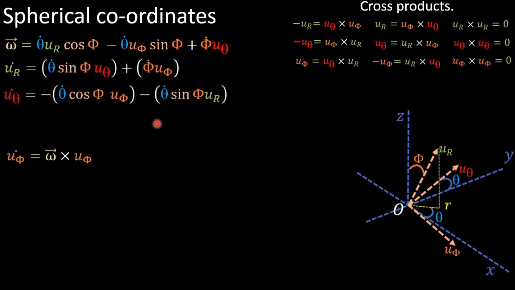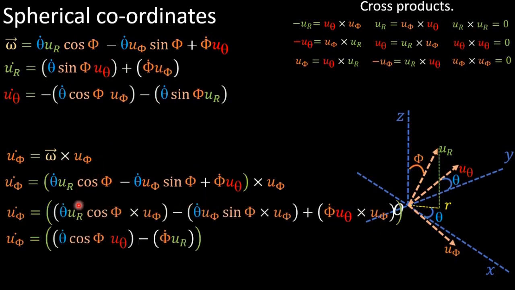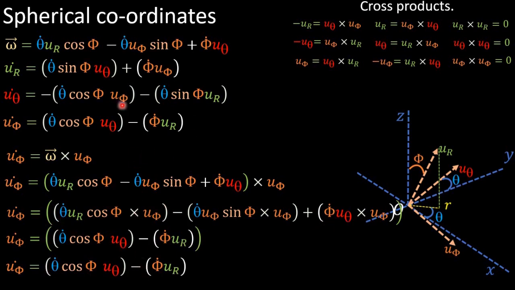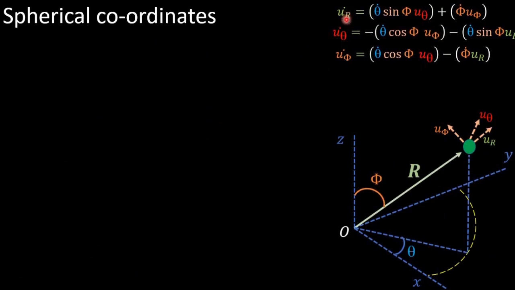Okay, so let's do the last one. For u sub phi, I'll do the cross product between omega, the total angular velocity, and u sub phi. Substitute omega in again, expand the bracket again, and the cross product between u sub r and u sub phi gives me u sub theta. The cross product between u sub phi and u sub phi will be 0. And the cross product between u sub theta and u sub phi will give me u sub r. So I can just get rid of these external brackets there, and I can store this expression over here. So these are the three time derivatives of our unit vectors u sub r, u sub theta, and u sub phi.